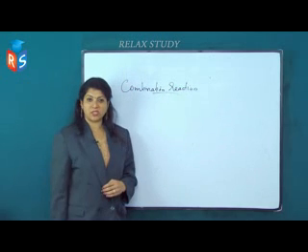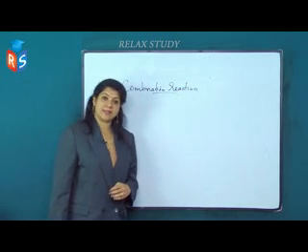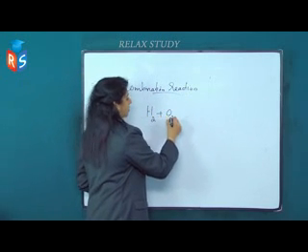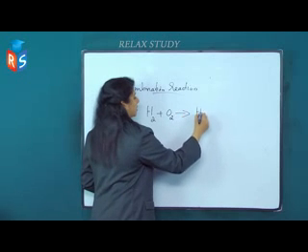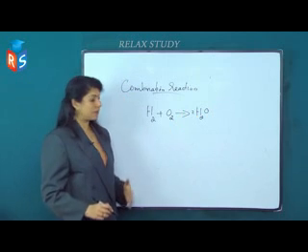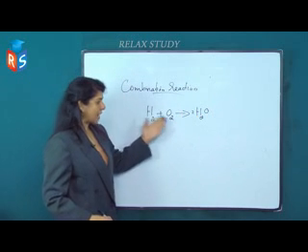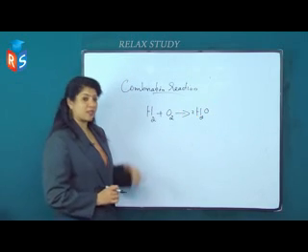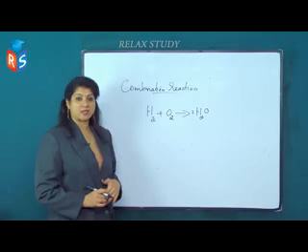What do you mean by combination reaction? Let us see one example. Hydrogen H2 when reacted with oxygen will give water. This is a combination reaction. Here you can see two reactants combined together to form a product. This type of reaction is called combination reaction.